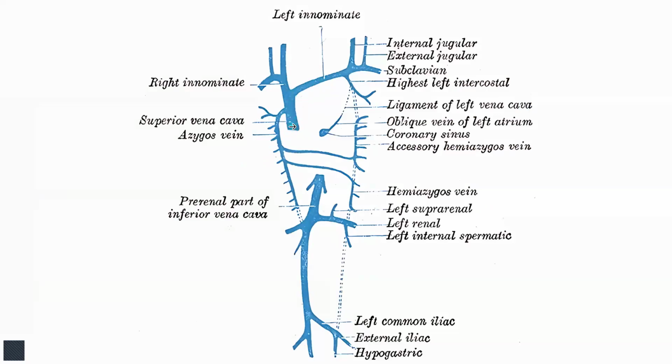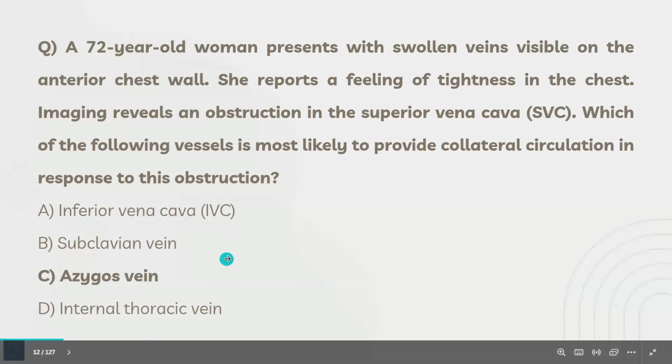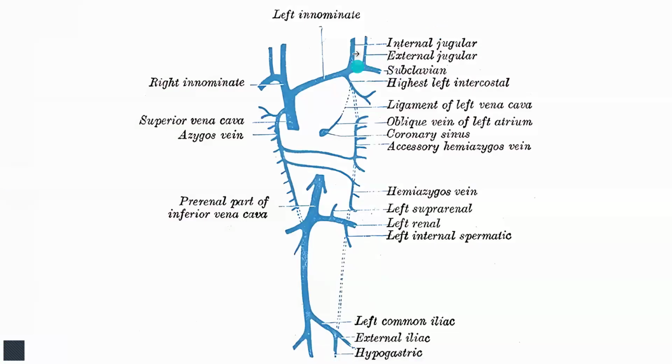So the main function of a vein is to bring blood back to the heart. And since there's obstruction in the superior vena cava, we need another vessel to bring the blood to the heart somehow, through some other route, okay? Now, we have subclavian vein and internal thoracic vein. Why are these wrong? The subclavian vein joins with the internal and external jugular to make the brachiocephalic, and the brachiocephalic veins join together to form the superior vena cava, right? So it doesn't provide any backup circulation. If anything, it gets obstructed alongside the superior vena cava, okay?